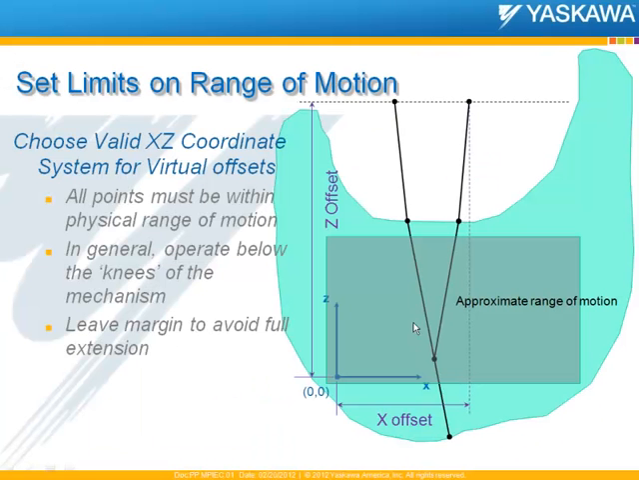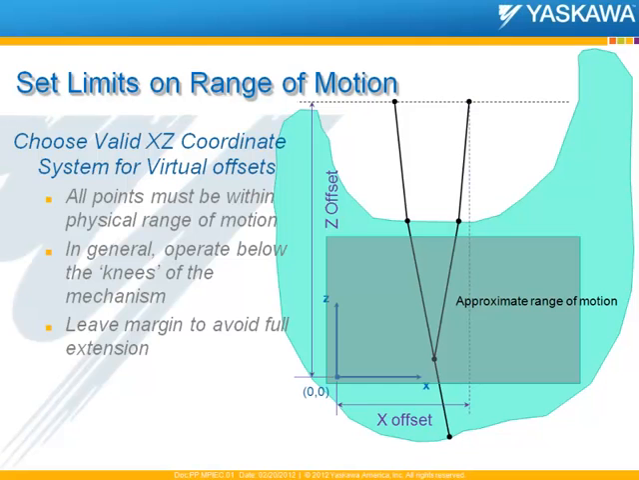The final step is to set limits on your range of motion for your mechanism to avoid crashes and things like that. This is a little bit of a rough sketch. The actual motion envelope, locus of points here, loci I guess, is kind of a strange shape depending on the mechanics here. But the user does need to be sure that all of the points that you're going to command fit within this physical range of motion. And in general, this type of mechanism, you should try to operate below the knees of the mechanism so that you don't squash the mechanism, and leave some margin to avoid full extension. So be careful about that.